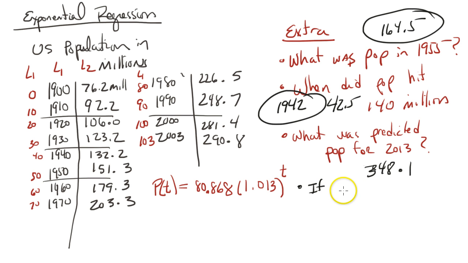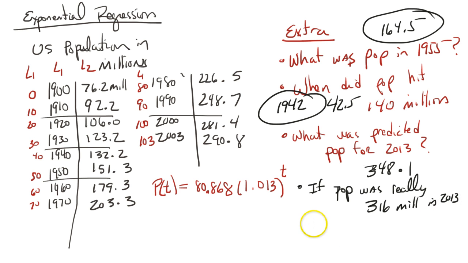So I Googled what the 2013 population was. So if the population was really 316 million in 2013, what was the difference? So this could have been the question instead. Right. So I just staged it for you. They could have just skipped this one and gone right to this one. So just subtract and you get your number.